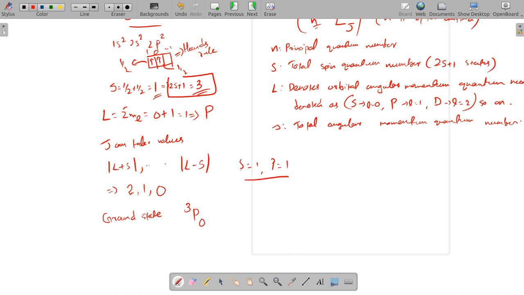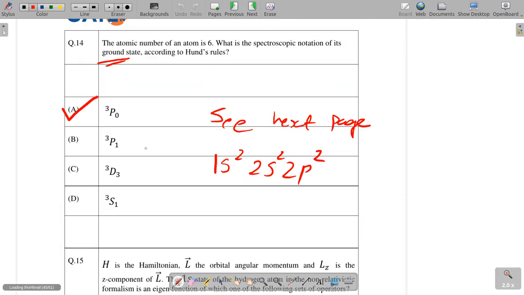So L plus S is 2 and L minus S is 0. So there are three configurations possible: 2, 1, and 0. Since the ground state is asked, you should be having the lowest possible energy state, which is the 0 state. So the ground state will be denoted with the term symbol 3P0. So the right answer is 3P0.